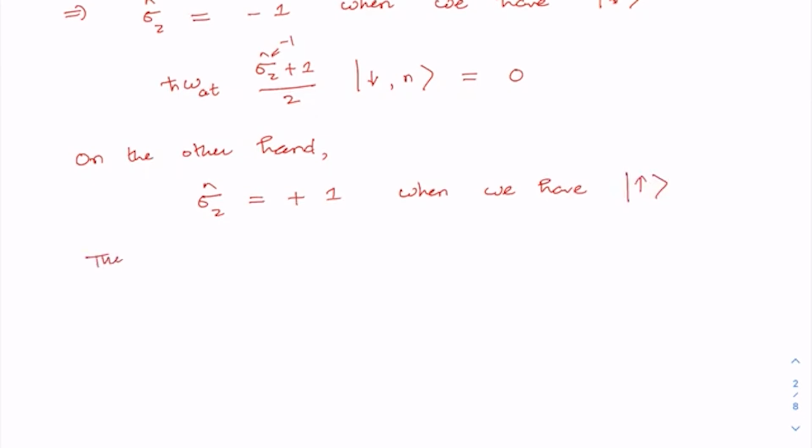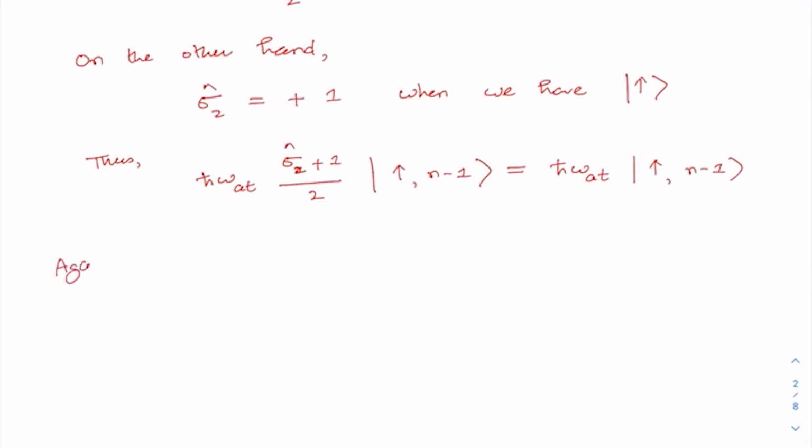Therefore, we can write, if ħω_atom operates on the other basis state, that is the atom in the up state and the field having n-1 photons, one less photon in the field mode, then because now σ_z is equal to plus 1, you will have ħω_atom times the atom in the up state and n-1.